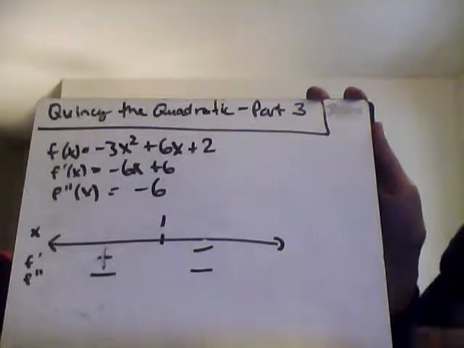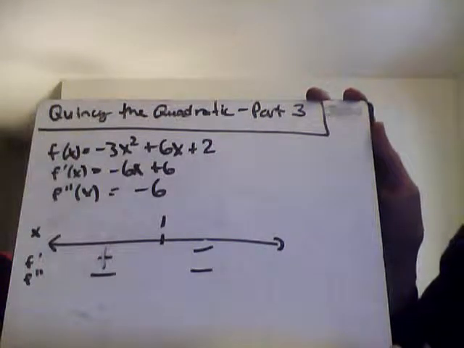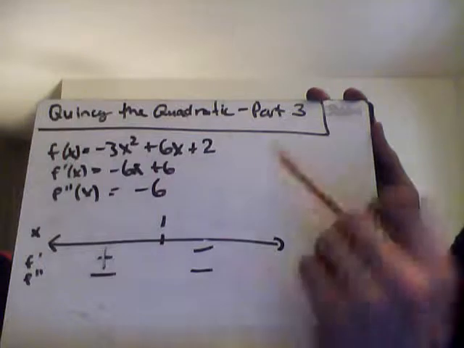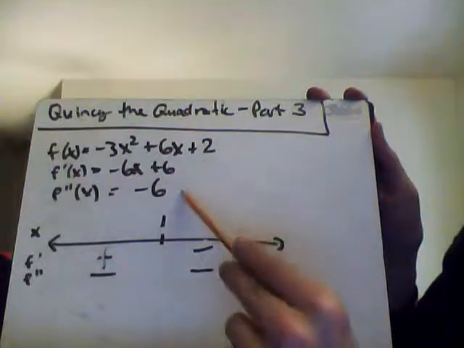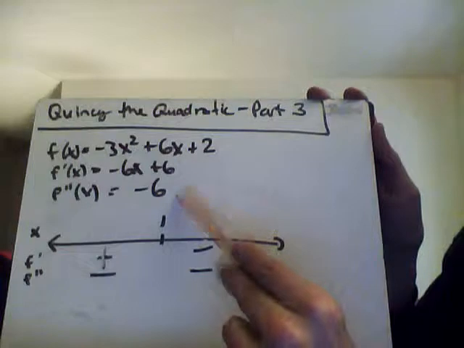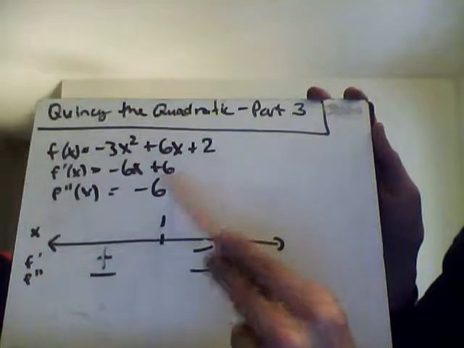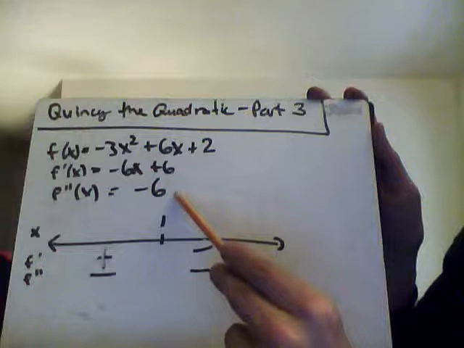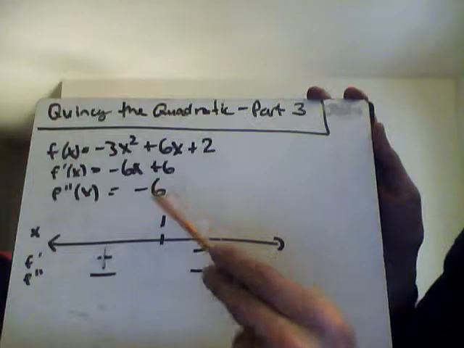Okay, here we've got Quincy the Quadratic, part 3. This is where we're going to put it all together. If you remember or watched the previous parts, we found the first derivative and the second derivative to find critical points. That helped us tell whether the function was increasing or decreasing, the first derivative, or whether the function was concave up or concave down, the second derivative.